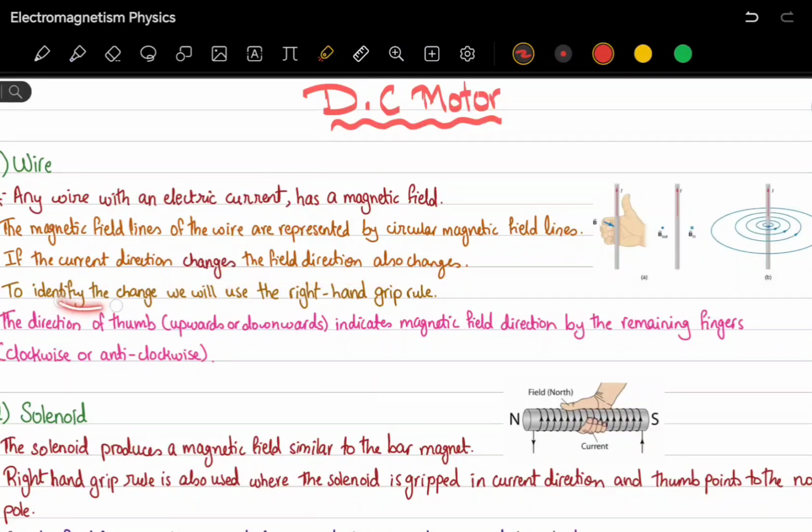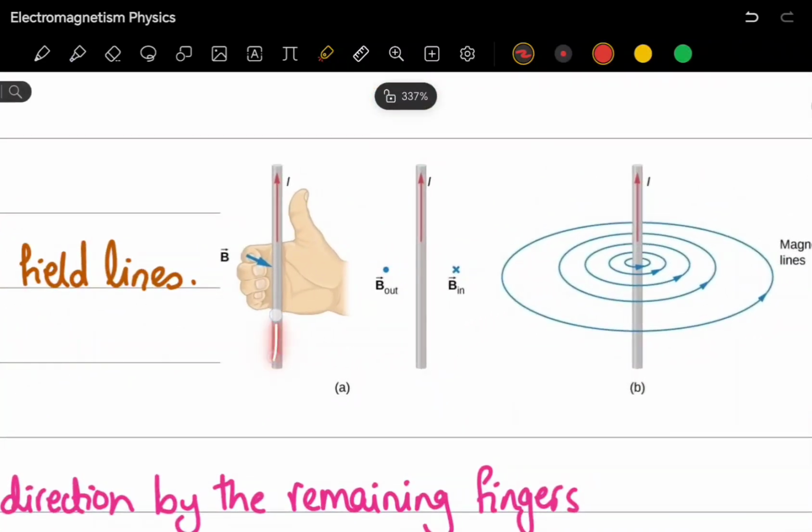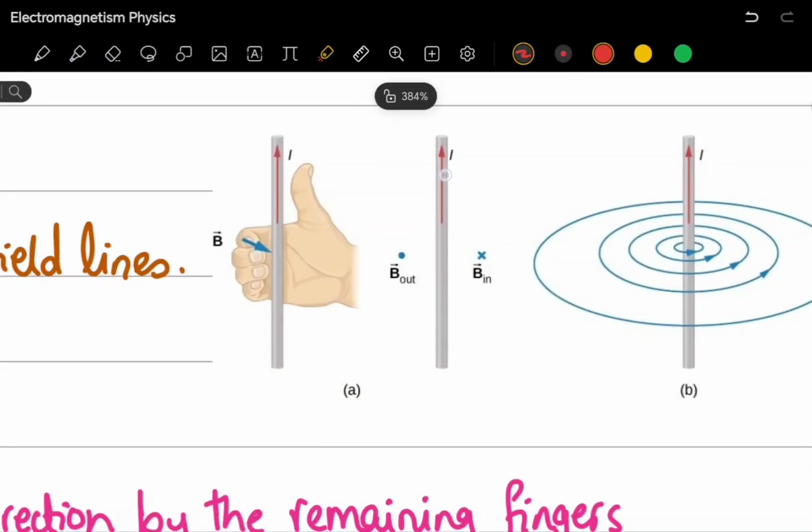To identify the change, we will use the right-hand grip rule. The direction of the thumb, upwards or downwards, is going to indicate the magnetic field direction by the remaining fingers, clockwise or anti-clockwise. For example, in this case, since the current is moving upwards, the thumb will also move upwards. And therefore, the magnetic field direction is going to be this way, which means it's going to be anti-clockwise. So here, if the current moves downwards, then the thumb will point downwards, and the magnetic field lines are going to move clockwise.